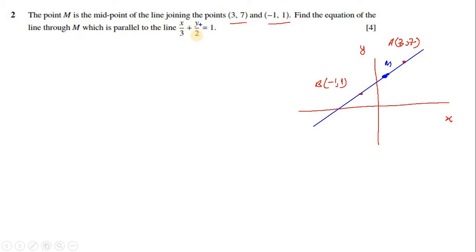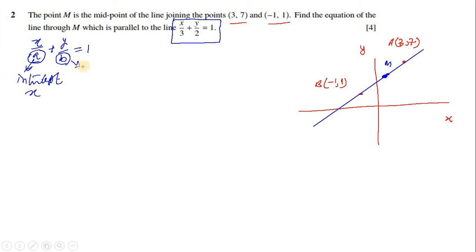parallel to x/3 + y/2 = 1. If you see this equation, this is another standard equation, in which you are given an equation in the form x/some number plus y/another number is equal to 1. So these two, a and b, are intercepts. So this is the x-intercept, and this one is the y-intercept. So we can sketch this line as well. That means the x-intercept is 3 and the y-intercept is 2.